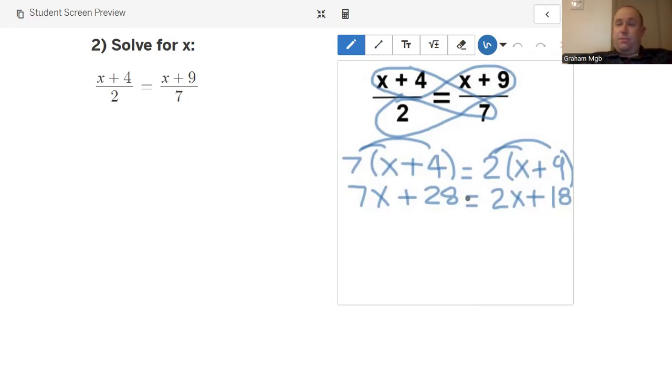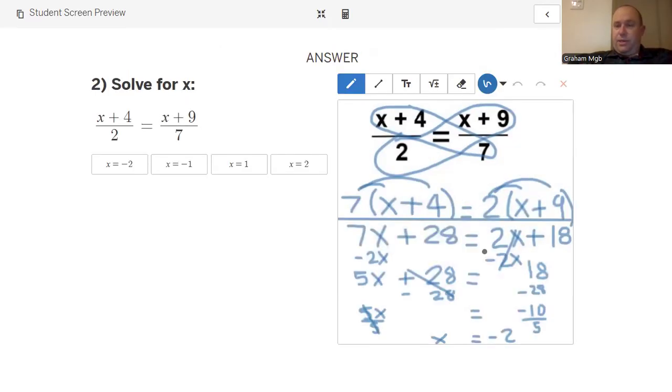And then from here, I'm just trying to bring my x's to one side and my numbers to the other side. So I can subtract 2x from both sides because 2x take away 2x is 0. 7 take away 2x is 5x. Bring down the plus 28. Positive 18 is just 18, so I don't need the positive. You can put positive 18, that's fine. And then instead of adding 28, I'm going to subtract 28 because 28 take away 28 is 0, so that cancels. 18 take away 28 is negative 10. And then final step, instead of timesing by 5, divide by 5. And negative 10 divided by 5 is negative 2.